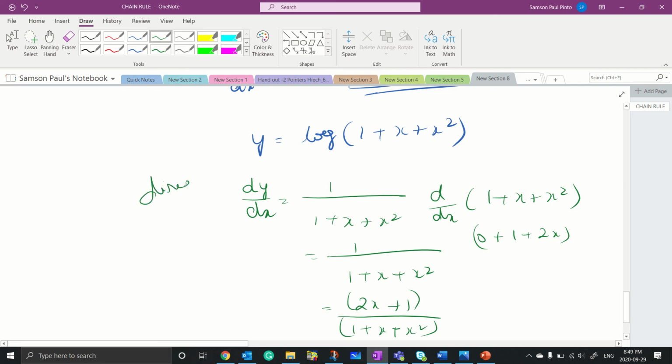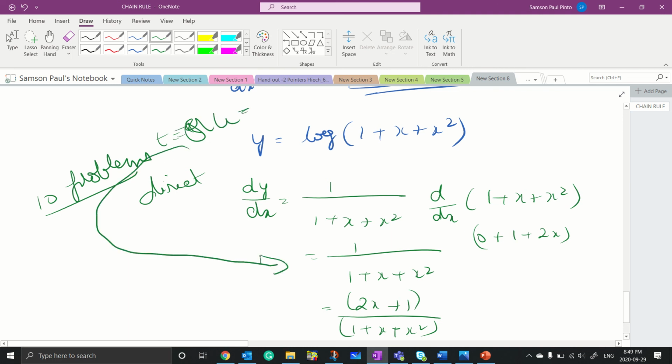I would recommend that for the first 10 problems you solve, use a substitution t or u. Then start using the direct method for the next 10 problems, and then it will be easier for you. This is just 2 functions. In the next video I'm going to show you the chain rule with a lot of functions.